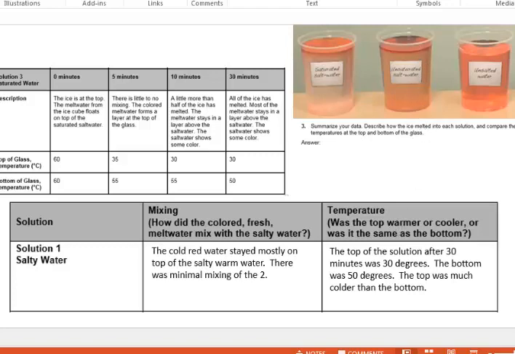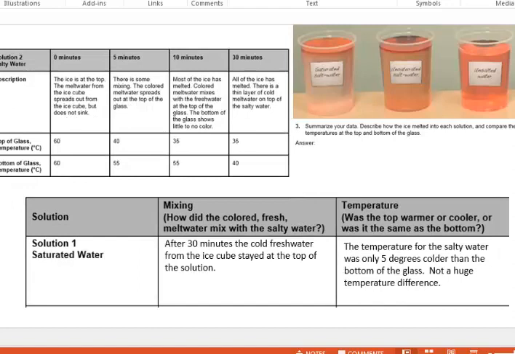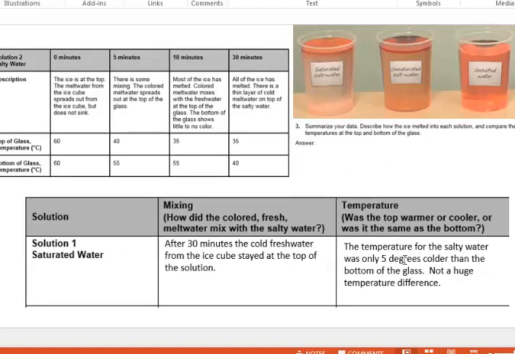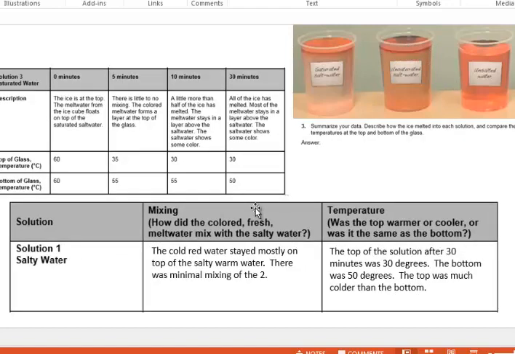Oh, that's the saturated water. Okay, there we go. There's the salty water. So the salty water, a little bit of mixing, not a huge temperature variance, but there was definitely a line between that cold water and warm water. All right, our last one, our saturated water. Almost no mixing and a huge temperature difference between the top of the water and the bottom of the water.